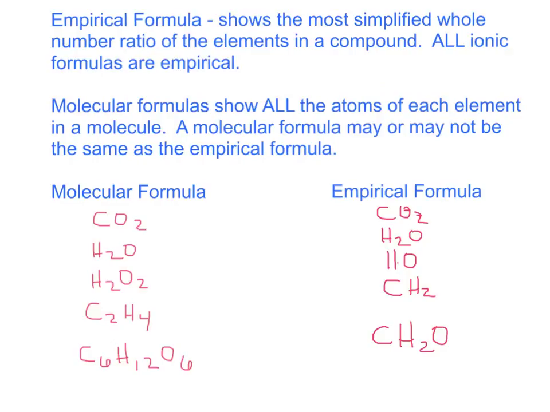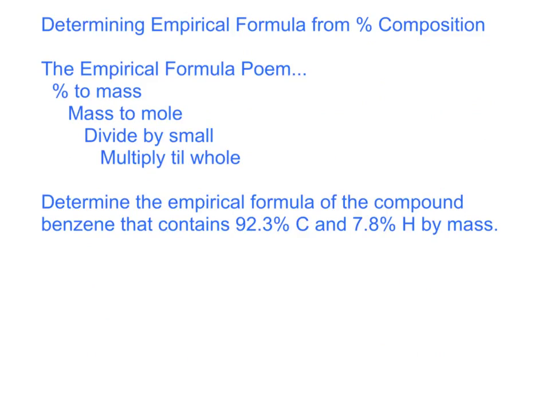And that's what an empirical formula does. And that's pretty straightforward, I think. So let's do some examples using it. There's a number of approaches for determining the empirical formula from mass data or from percent composition. We like this approach because it has a little poem that goes with it, which lets you keep the steps straight. The poem goes like this: percent to mass, mass to mole, divide by small, multiply to whole. So those are the 4 steps in this problem-solving process.